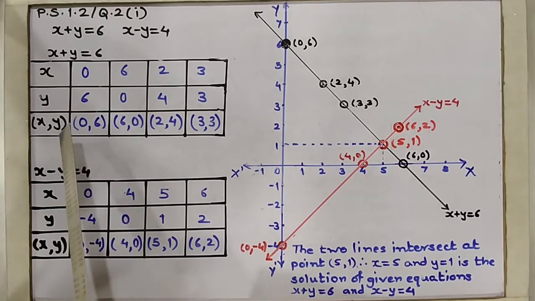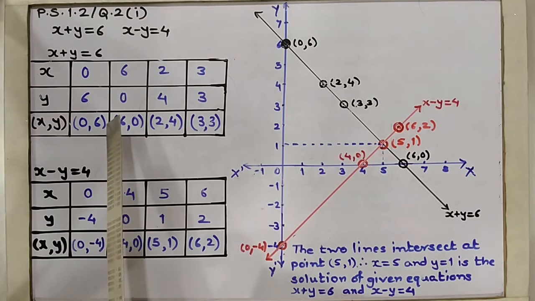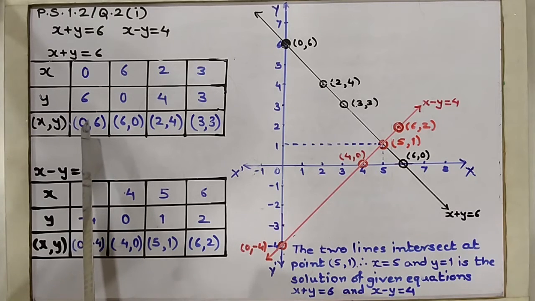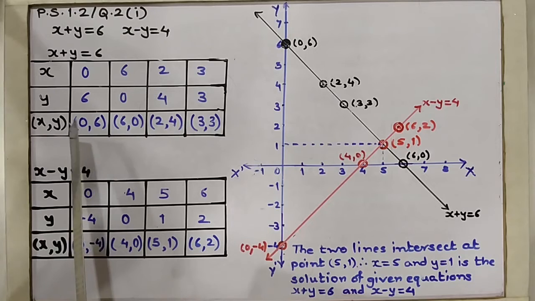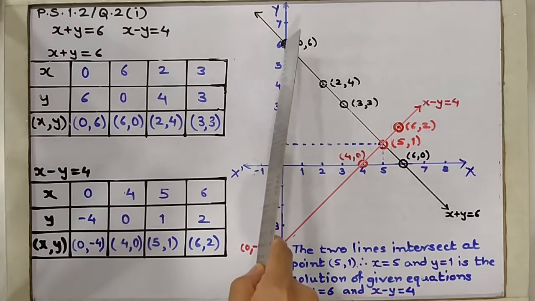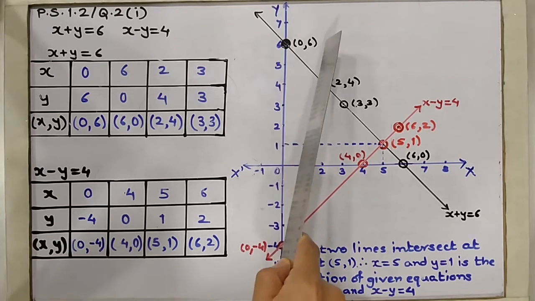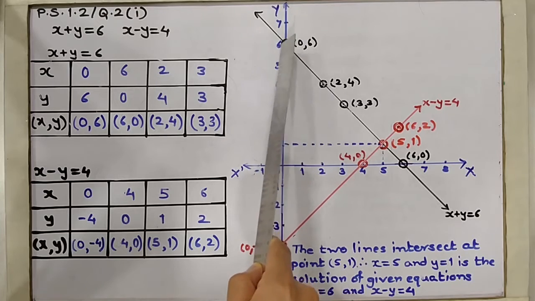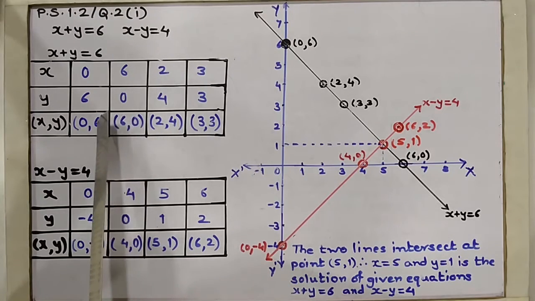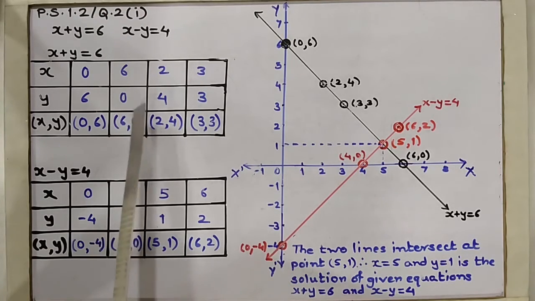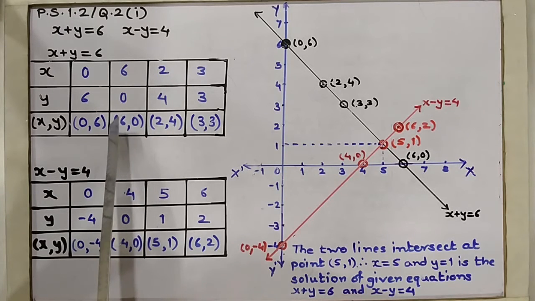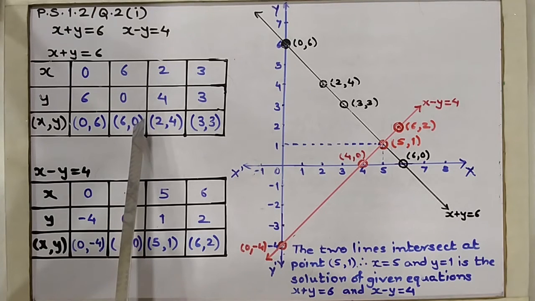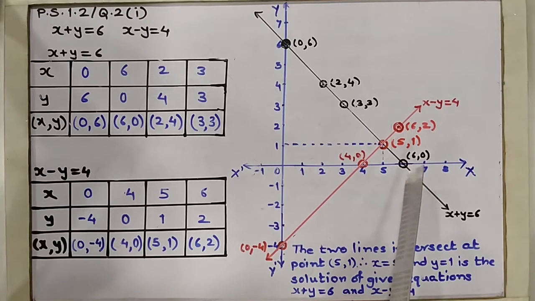The first point is 0 comma 6. You can see that the x coordinate is 0, which means that the point is going to lie on the y-axis. We have plotted it 0 comma 6 on the y-axis. Second point is 6 comma 0. In this, the x coordinate is 6 and the y coordinate is 0. So this point will lie on the x-axis.